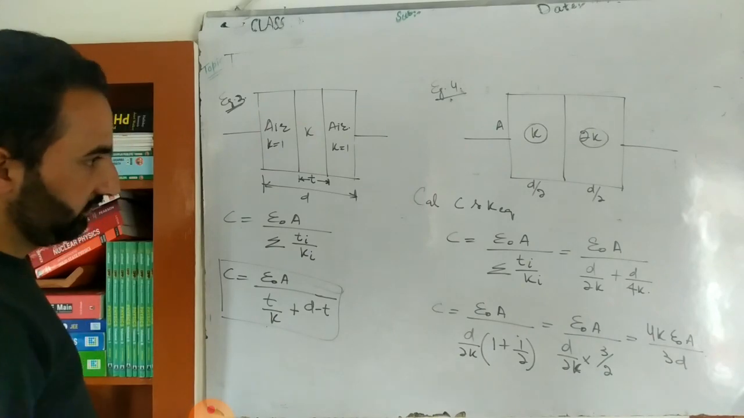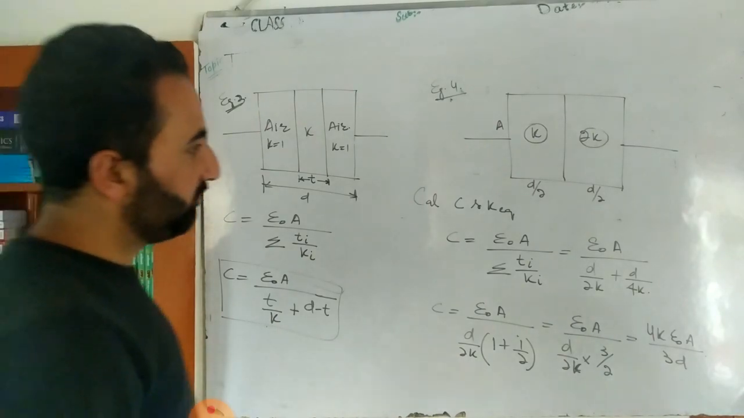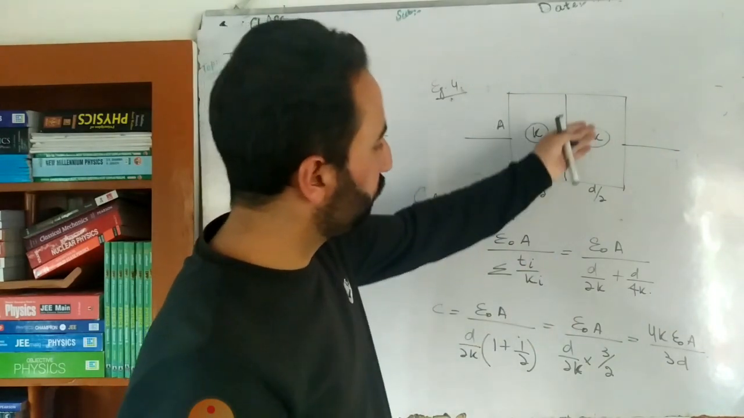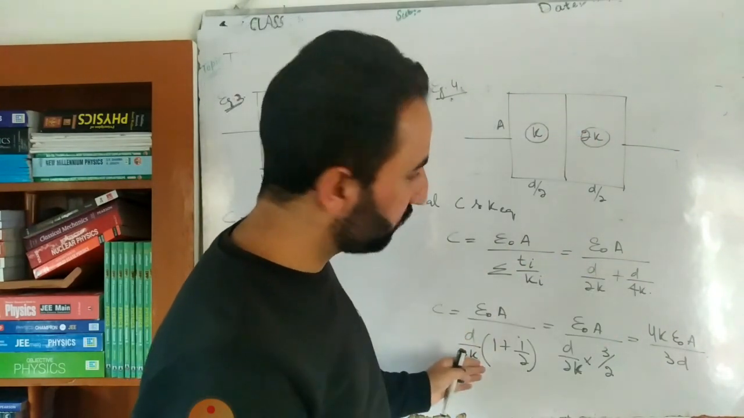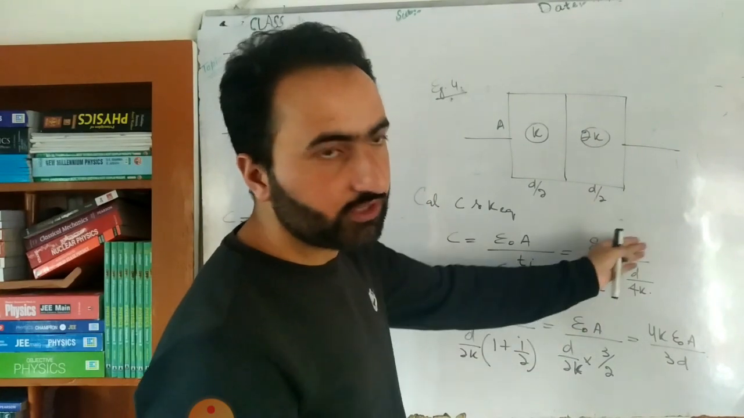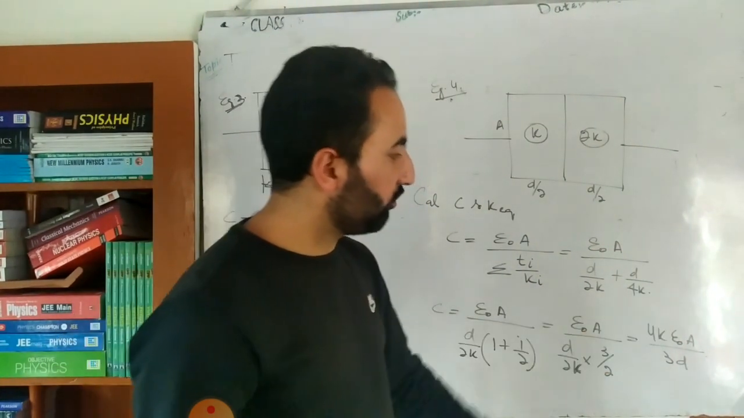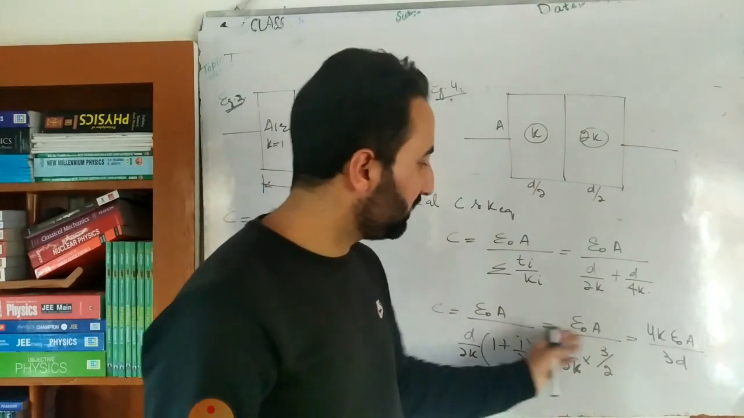Okay? Did you understand how to do it? Simply you have to find the ratio of these two and find their summation. So this is d by 2K, d by 4K. Now calculate the summation. I will take this d by 2K common, so here 1 is left, here 1 by 2 is left. 1 plus 1 by 2 is 3 by 2. Then 2 twos are 4. So the numerator will be 4K epsilon 0 A divided by 3d.